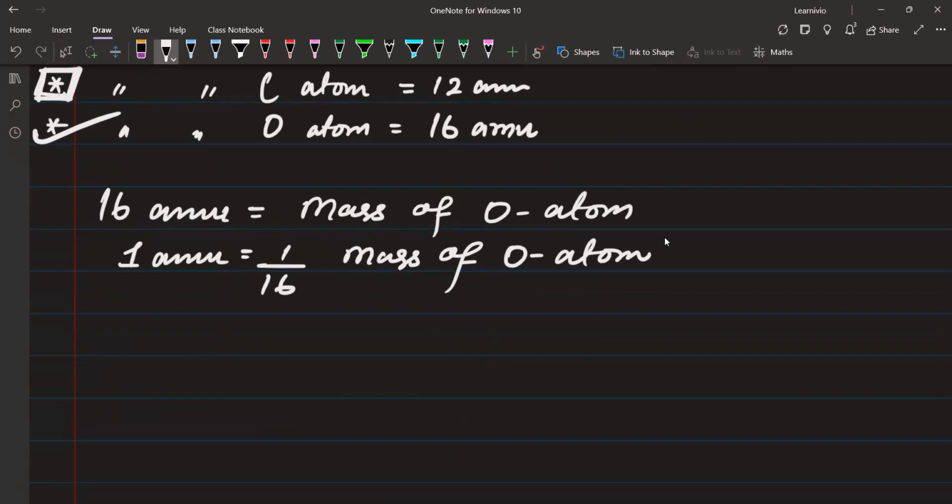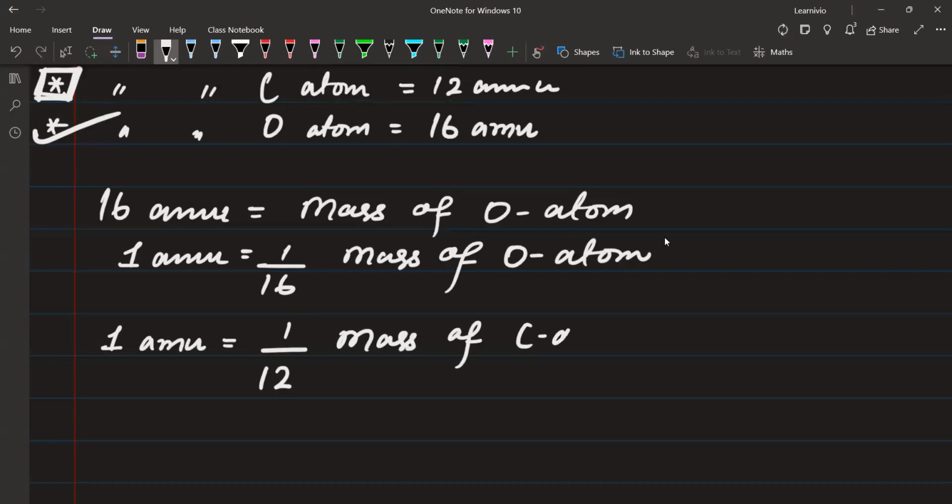As I have defined for oxygen, you know this is 12 AMU for carbon. Both of you please read. 1 AMU will be equal to, what should I write for the mass of a carbon atom? I have written for oxygen: 16 AMU is equal to the mass of an oxygen atom, 1 AMU is equal to 1 by 16 of the mass of an oxygen atom. If I want to define it in terms of carbon, how should I define it? Tell me. 1 by 12 of the mass of a carbon atom.